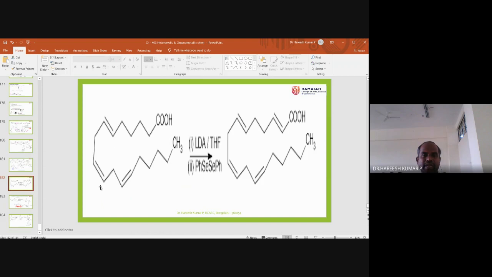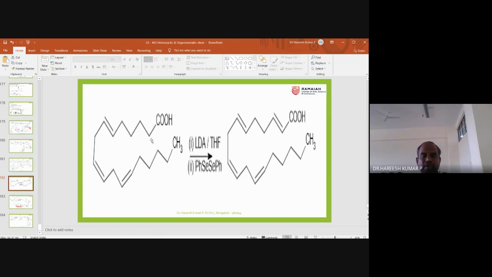So what will happen here? You know that this is a carboxylic acid. This carbon is called the alpha carbon. So when this is treated with LDA, what is LDA? LDA is lithium diisopropylamide. It's an amide, it's a base. It captures a proton. Where will it capture a proton? This proton. What is the name of this proton? It's an alpha proton, alpha to the carboxylic acid.